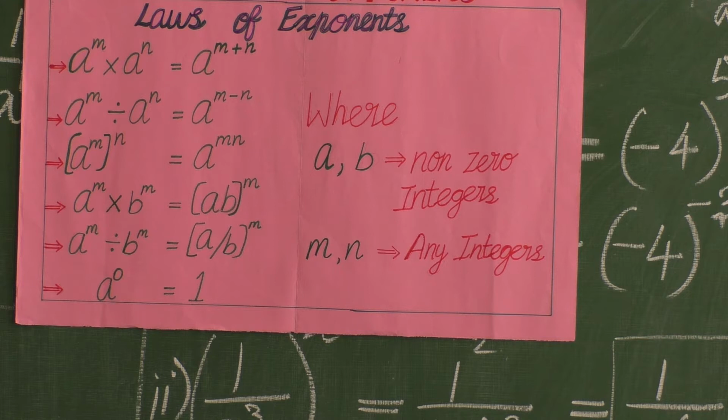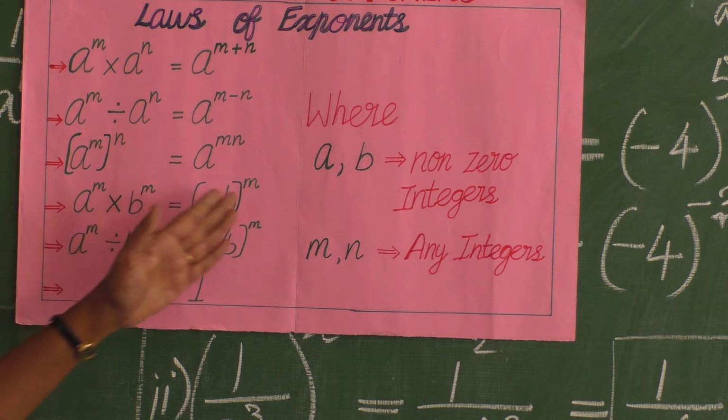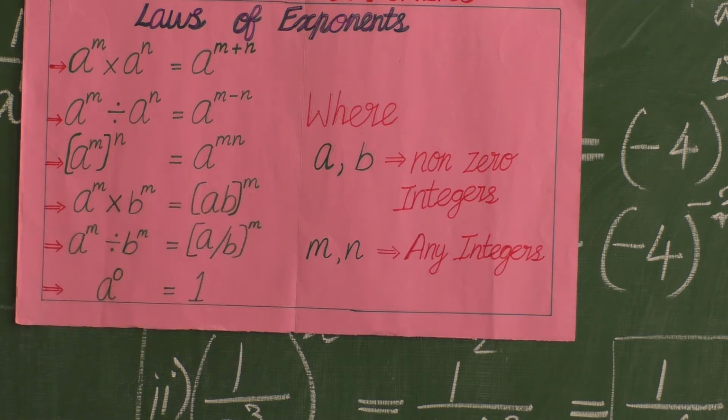And the one which I left out: a^(-m) is equal to 1 by a^m, that means negative power, how to change into positive power. Understood? Here a and b are non-zero integers, m and n are any type of integers. Okay, now using these laws, we are going to solve the exercise sums.